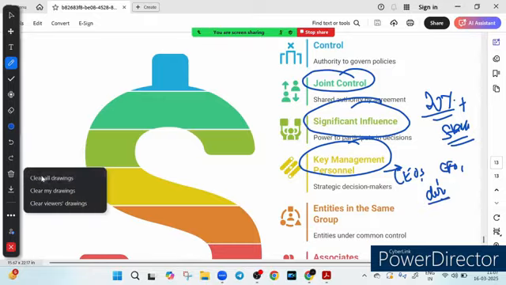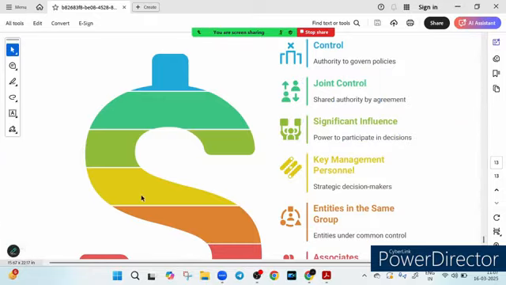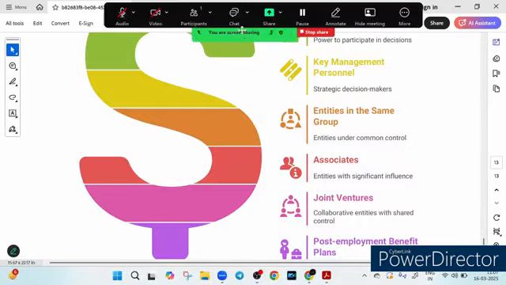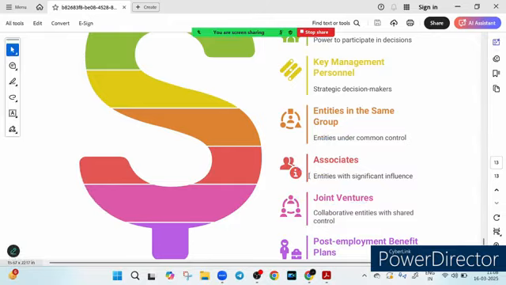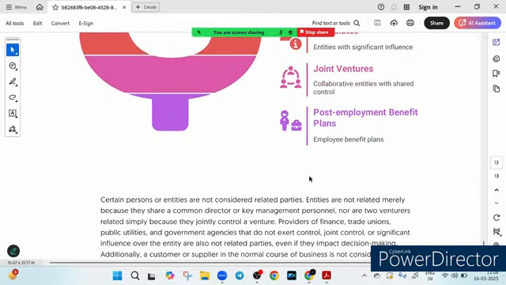And there are entities in the same group. Businesses under common ownership or control fall here. A parent company and its subsidiary are the classic example. Then we have something called associate. What is the meaning of associate? Companies that are not fully controlled but have significant influence are called associates. Joint venture: this is a collaborative entity with shared control, where two or more companies work together but retain their independence. And finally, we have post-employment benefit plans. Not all related parties are companies. Employee benefit plans set up for workers also fall in this category.